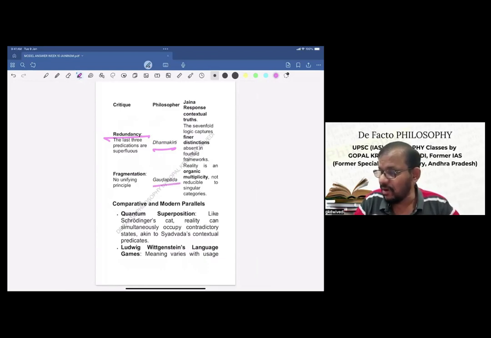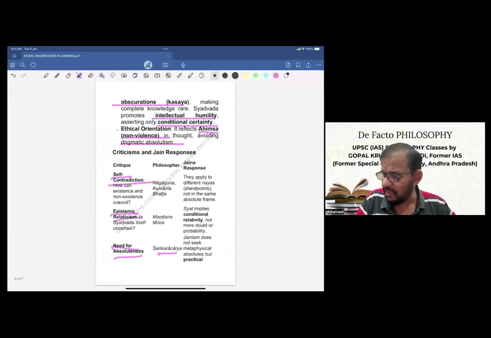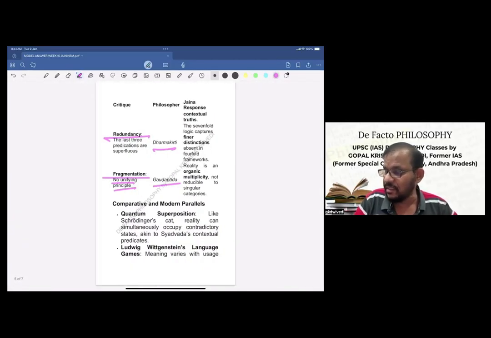Then Gaudapada, another philosopher, says this is a very fragmented kind of knowledge, because no unifying principle is visible here. This is the same as what Shankaracharya says about the need for absoluteness. Gaudapada says that no unifying principle is there, so here it is fragmented knowledge and not total or absolute knowledge. What Jainism says is that reality is an organic multiplicity, not reducible to singular categories. This is the Jaina explanation for that.